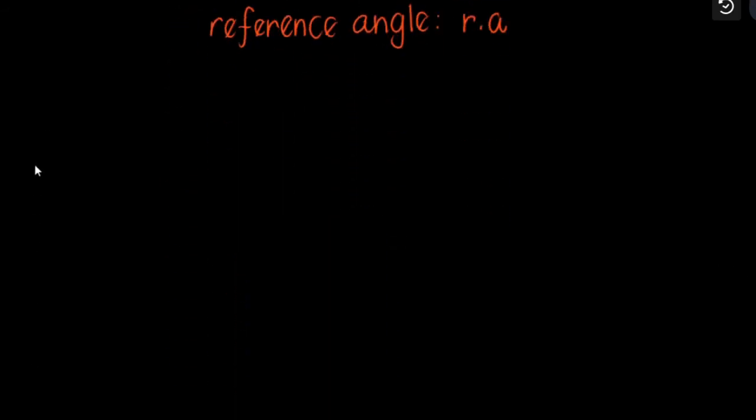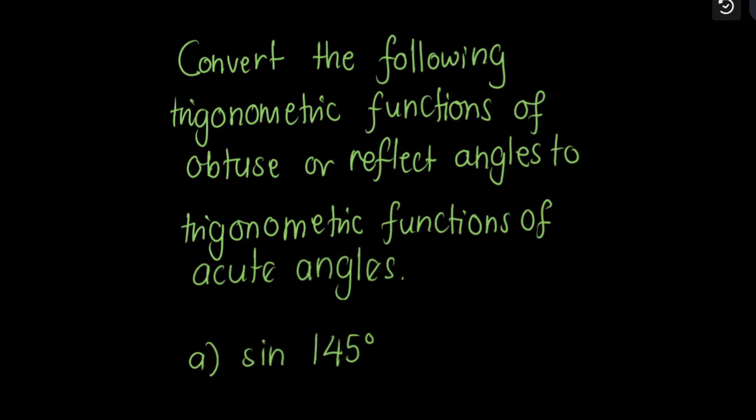Let's say I give an example. Hold on, let me give the question first. Now let's look at this question. Don't get alarmed by the long instruction. Actually, it's nothing. Convert the following trigonometric ratios of obtuse or reflex angles.